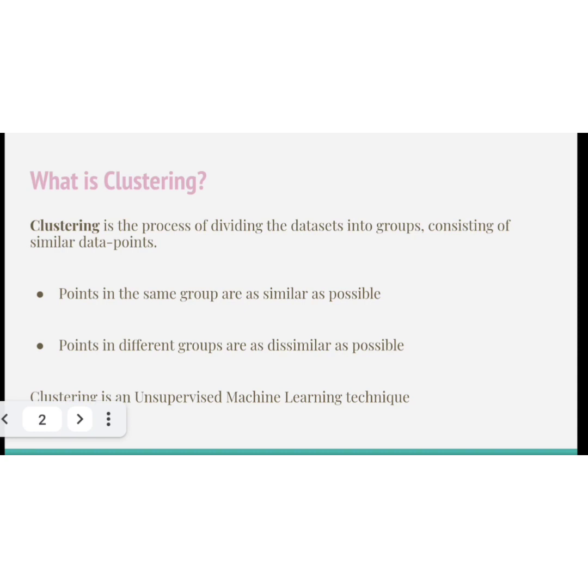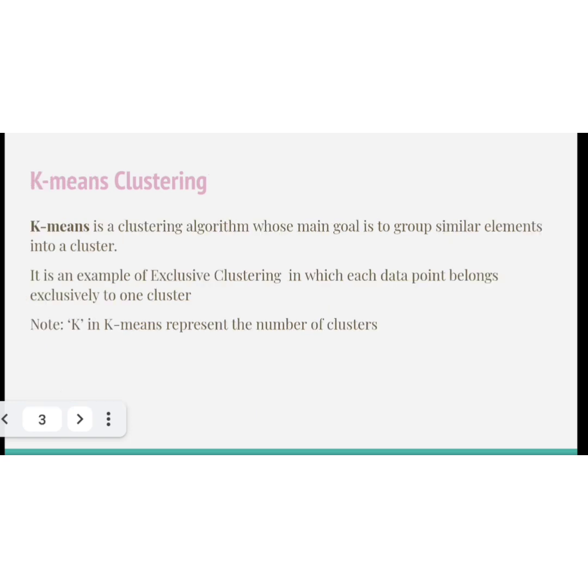Now, there are many clustering algorithms, of which the simplest one is K-means. The main goal of K-means clustering is to group similar elements into a cluster, and it is an exclusive clustering technique. That means the clusters do not overlap, or each point will exclusively belong to just one cluster. Now, it is to be noted that this k in K-means indicates the number of clusters.